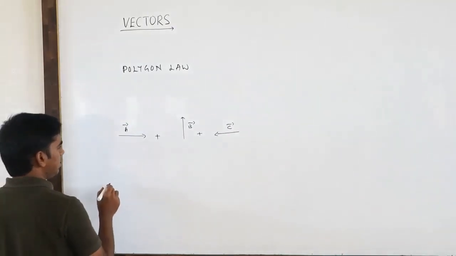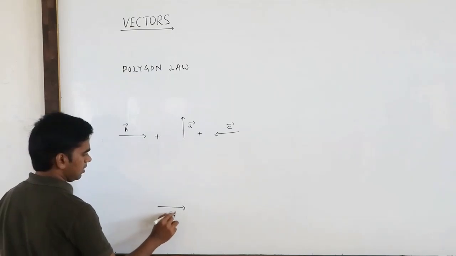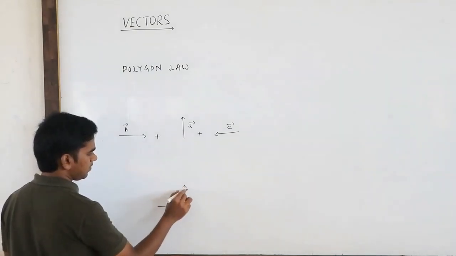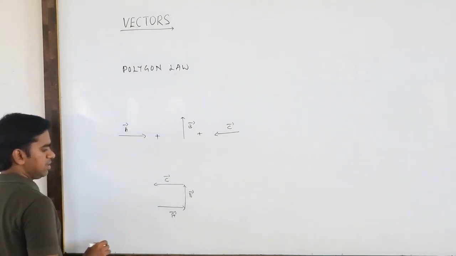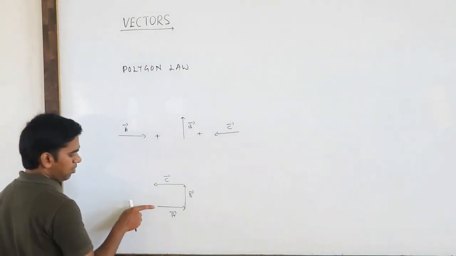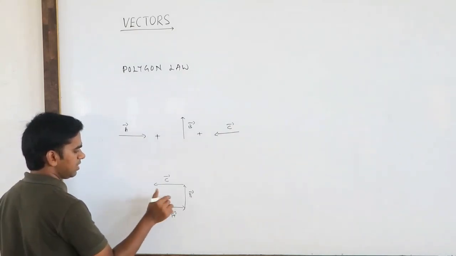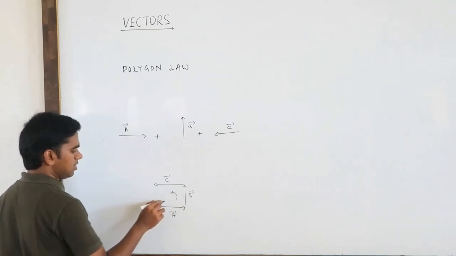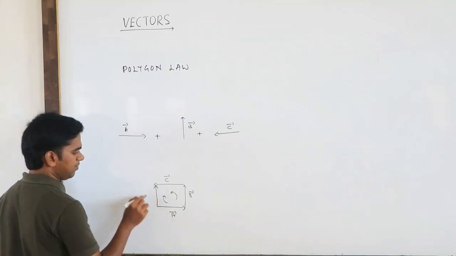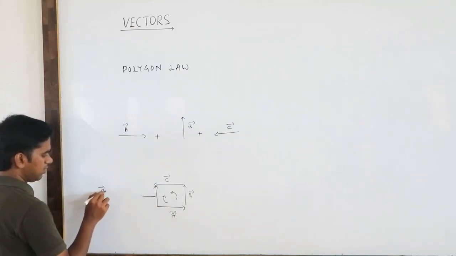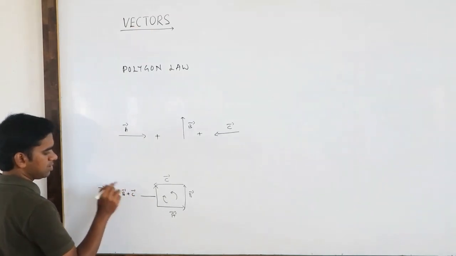So how can we get the resultant? Take vector A over here, then vector B over here, then vector C over here. What will be the resultant? The resultant will be from the tail of the first vector to the head of the last vector. These are all in the same direction, but the resultant will be in the opposite direction, from tail to head. This is the resultant vector, that is vector A plus vector B plus vector C.